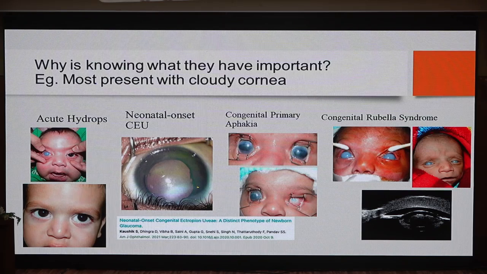So if you have acute hydrops, the mother will come distraught. "Yesterday it was fine, this morning look, it has turned white." You will be the hero forever.